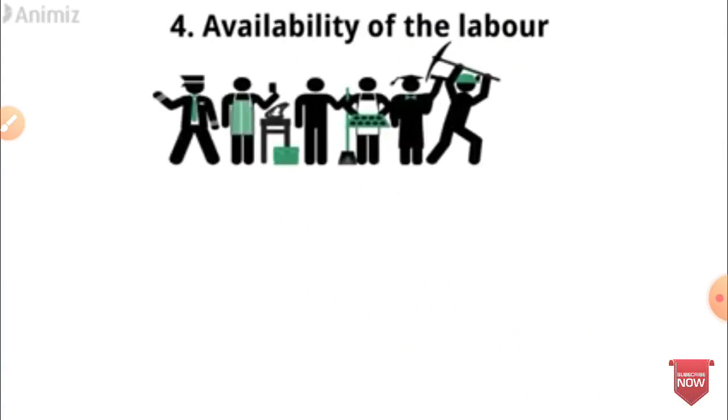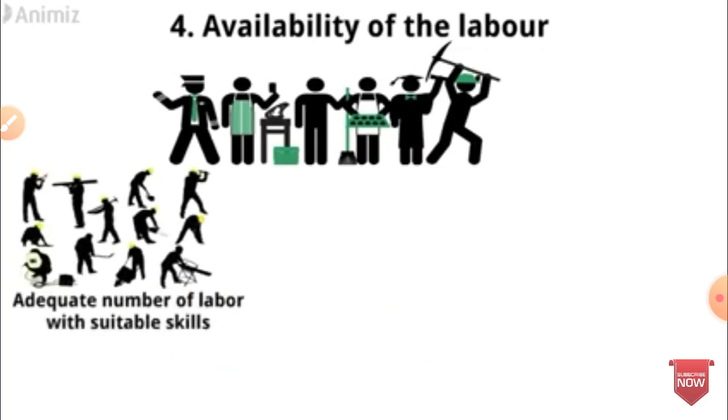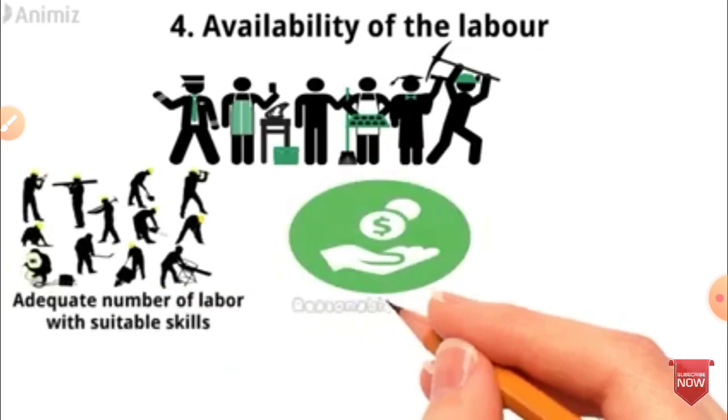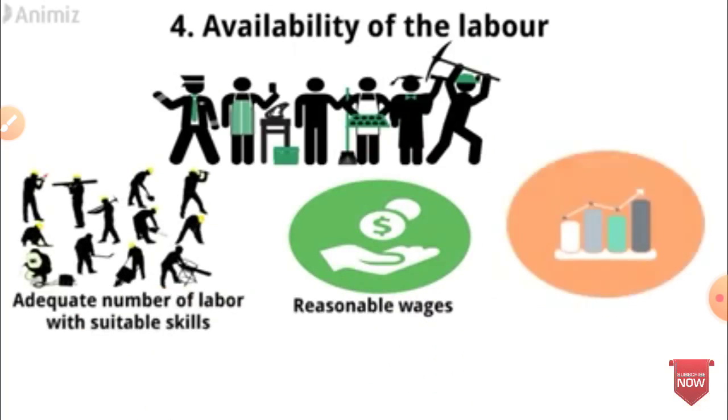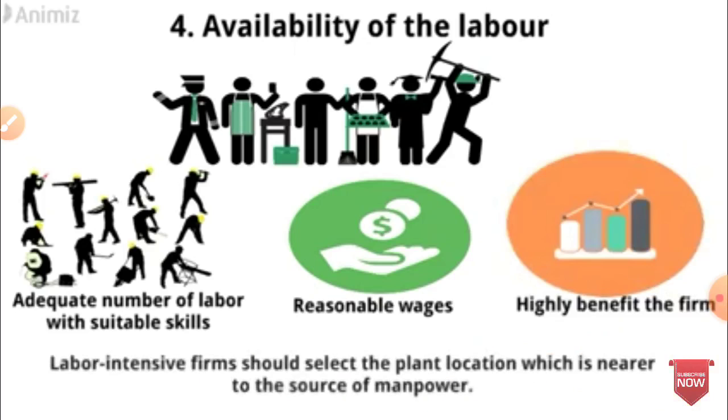The fourth one is availability of labor. So this is also an important point in plant location. In that, first is an adequate number of labor with suitable skills and reasonable wages, which also benefits the firm. Labor intensive firms should select the plant location which is nearer to the source of manpower.